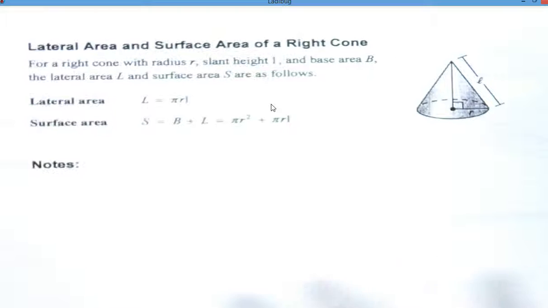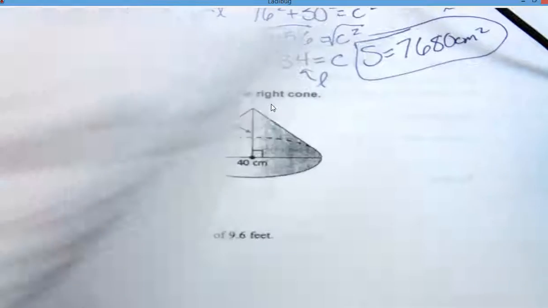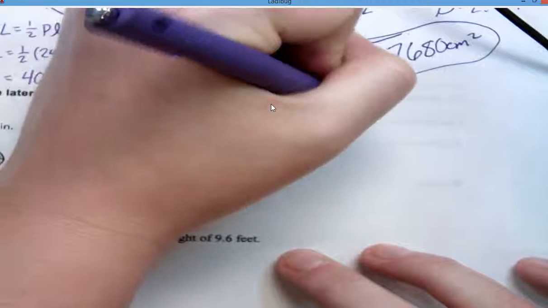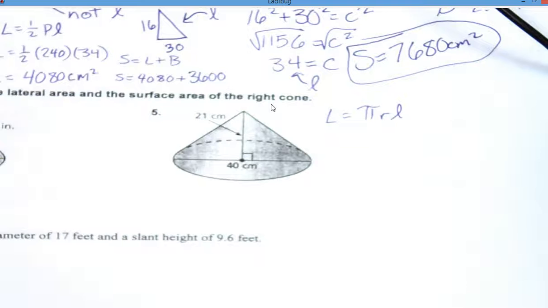Okay, the formula for a cone is going to be the lateral area, pi RL. So lateral area equals pi times the radius times slant height. Do we have the slant height? No. We don't. That's right. No, we don't.